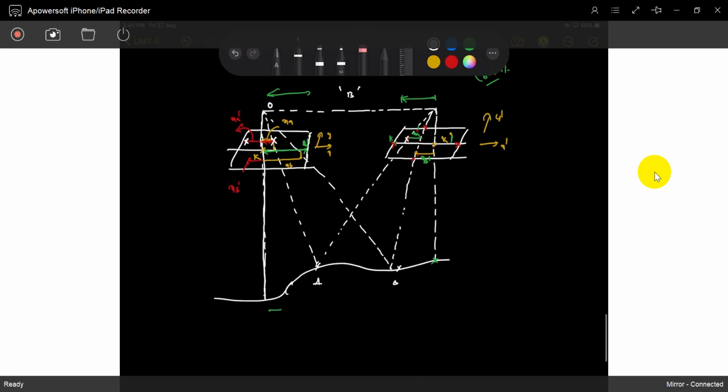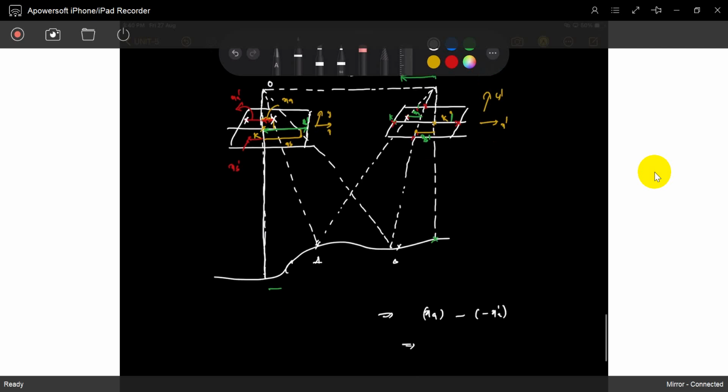Total shift length: first is XA, the distance from the coordinate axis. Second is minus XA dash. So how much is total shifting? This is the shifting. That's it. The same point in the coordinate system, how much distance is shifting in the photograph? So this much is shifting. See, this much is shifting, total.